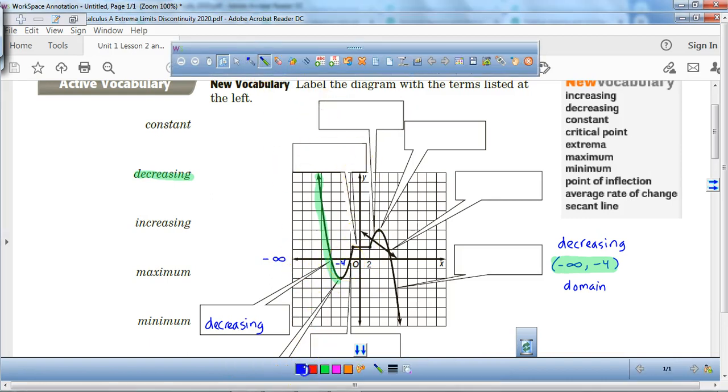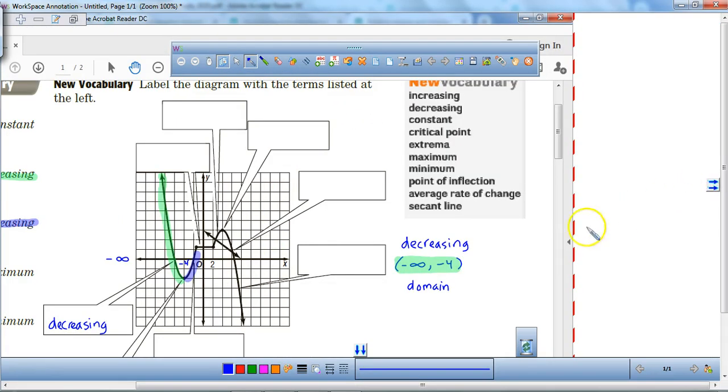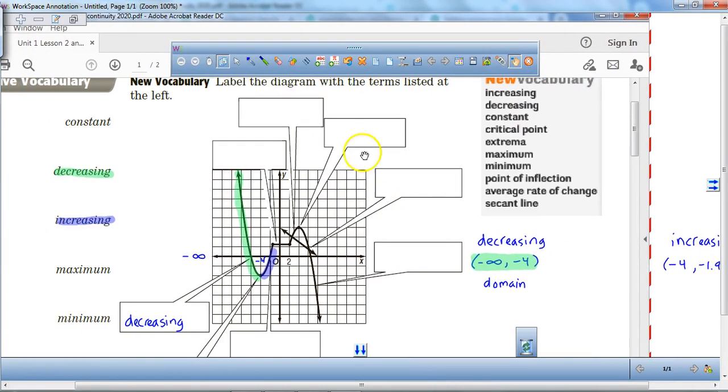Then over here, if we look at it, from right here to right there, we can see that that's increasing. So where is this graph increasing? Well, this graph is increasing from -4 all the way to just past -2. Let's say to about -1.9. So that's where it's increasing. We're just kind of estimating there.